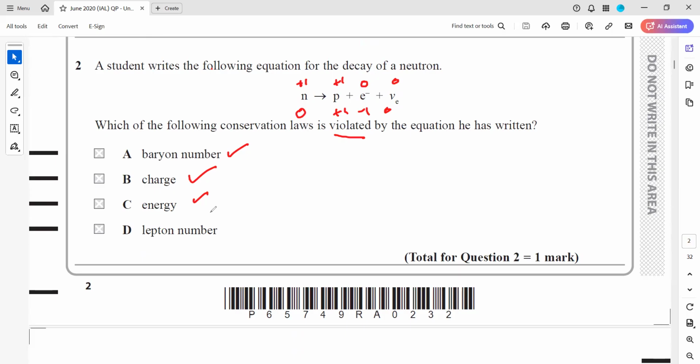You cannot identify energy from this equation. The main thing is the lepton number. For every lepton, it is +1. And these are baryons, so they don't have any lepton number. For this it is +1, and the anti-lepton is also a lepton, so that is also +1. So the lepton number is +2 on the right and 0 on the left. So the lepton number is not conserved. That's why D is the right answer.